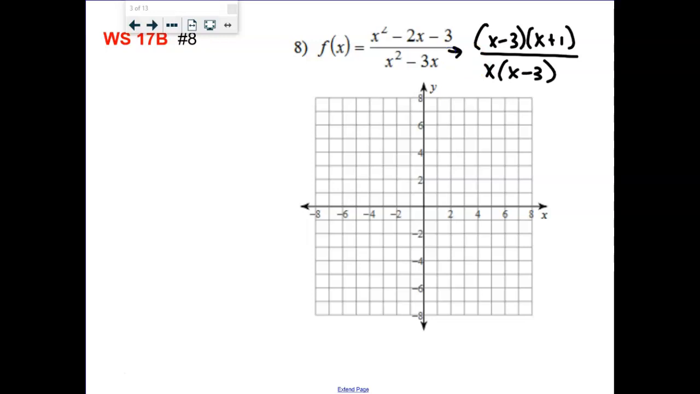Uh-oh. What do you notice? It's a removable discontinuity. We'll get to that in a minute. All right. Don't remove it yet, because it is part of the domain. The domain is a listing of all of the things that would give you a divide by 0, so any type of discontinuity. So x cannot be 0, and x cannot be 3.